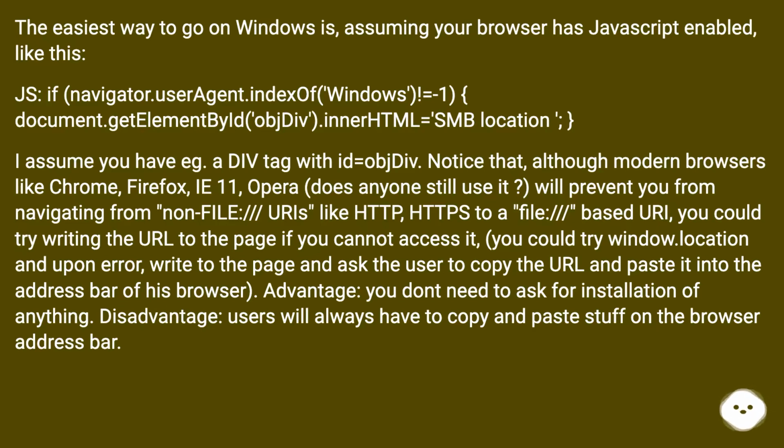I assume you have, e.g., a div tag with id equals objective. Notice that modern browsers like Chrome, Firefox, IE11, Opera, does anyone still use it, will prevent you from navigating from HTTP or HTTPS URLs to a file-based URI. You could try writing the URL to the page if you cannot access it. You could try window.location and upon error, write to the page and ask the user to copy the URL and paste it into the address bar of their browser. Advantage, you don't need to ask for installation of anything. Disadvantage, users will always have to copy and paste stuff into the browser address bar.